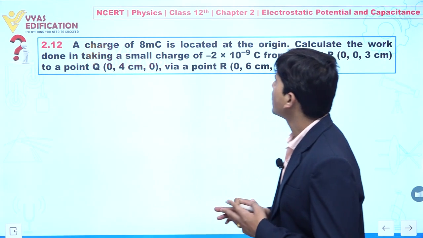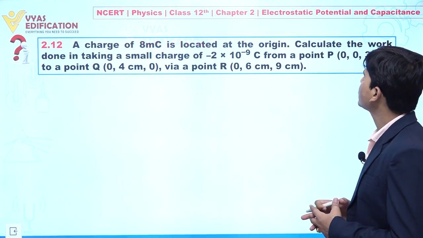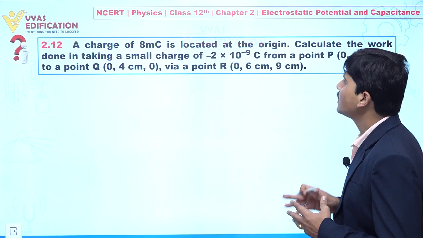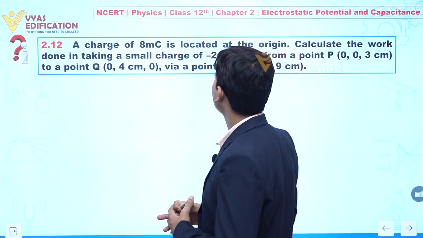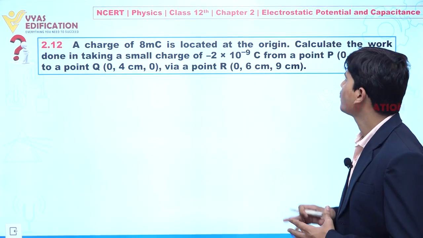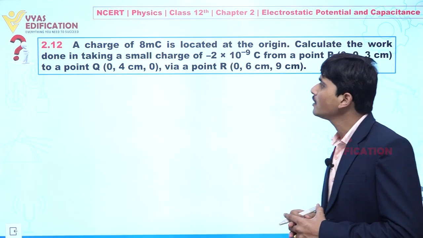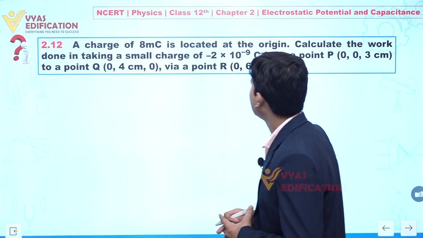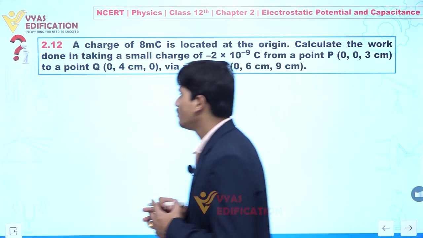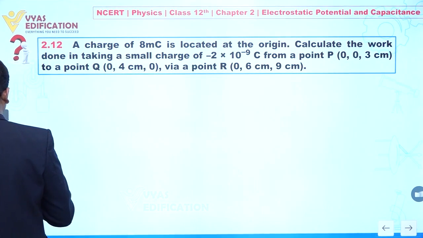a charge of 8 millicoulomb is located at the origin. Calculate the work done in taking a small charge of minus 2 into 10 to the power minus 9 coulomb from a point P to a point Q via a point R. Clear? So now concentrate on the screen.